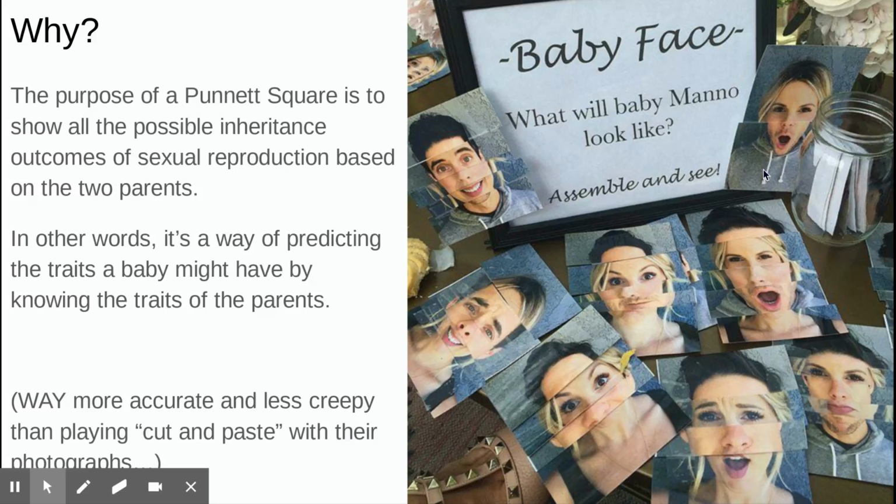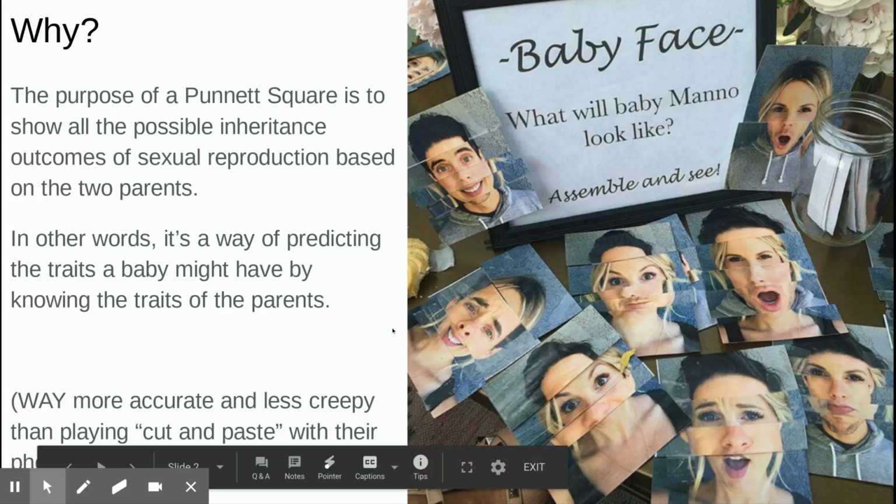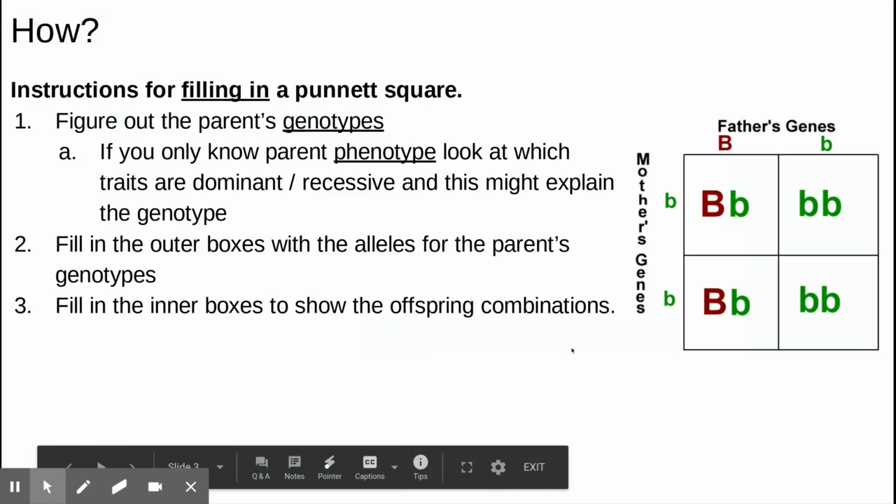The whole purpose of these Punnett squares is to help us get a look at every probability, all of the mathematical possible outcomes of combining the sexual genetic traits of the two parents through that reproductive process. So how do we do it?